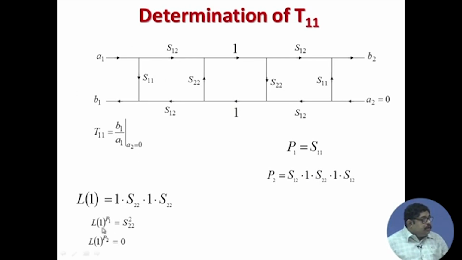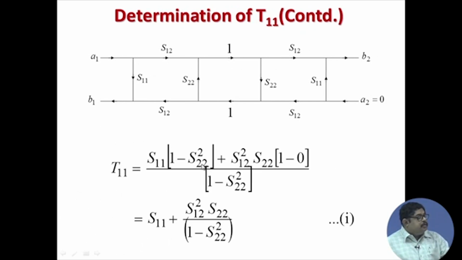Now, let us also see whether L1 is non touching with P1, that means first order loop non touching P1. P1 is this path and this is the first order loop. So, obviously, they are non touching. What is the value of that? This loop, its value was this. So, L1 P1 will be S22 square, the value of this loop, and L1 P2, P2 is this path, but this loop is touching that path, that is why L1 P2 is 0.